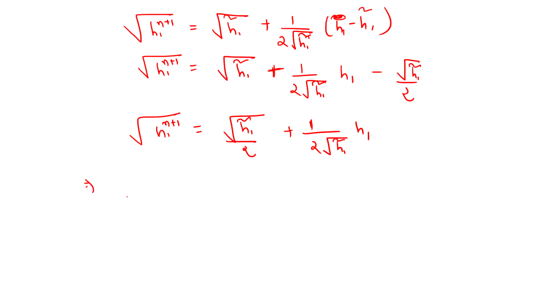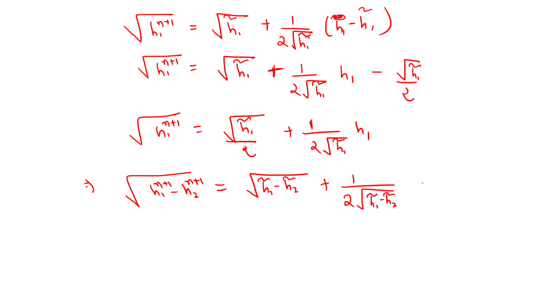Similarly, the term root (h1^(n+1) minus h2^(n+1)) will also become root of (h1 tilde minus h2 tilde) plus 1 upon 2 root (h1 tilde minus h2 tilde) times ((h1^(n+1) minus h1 tilde) minus (h2^(n+1) minus h2 tilde)).